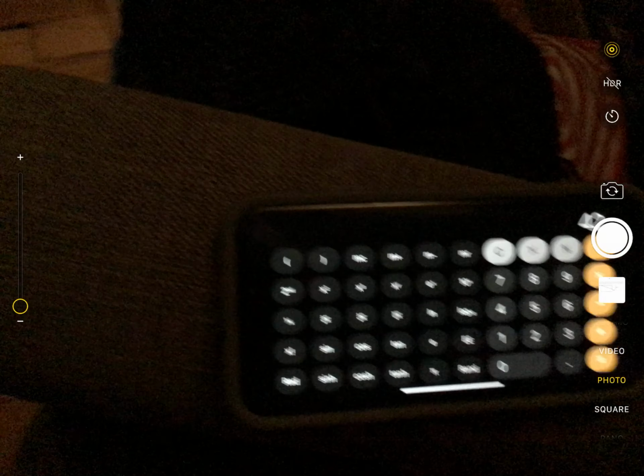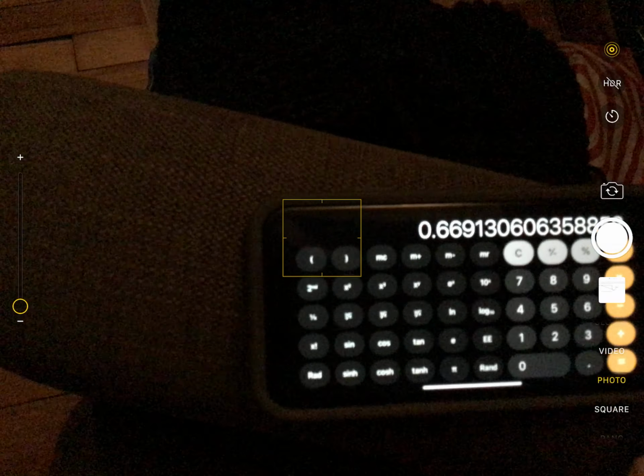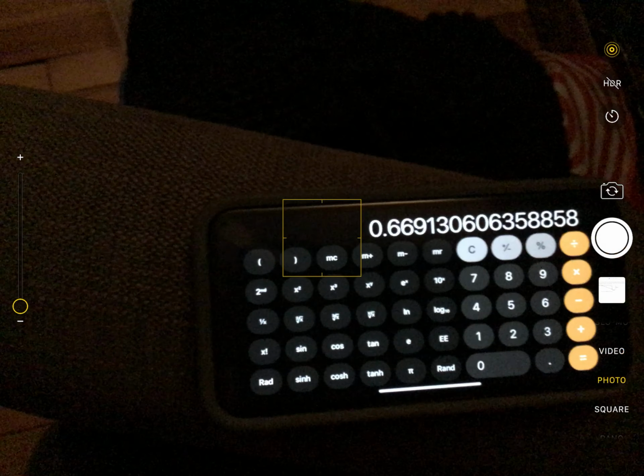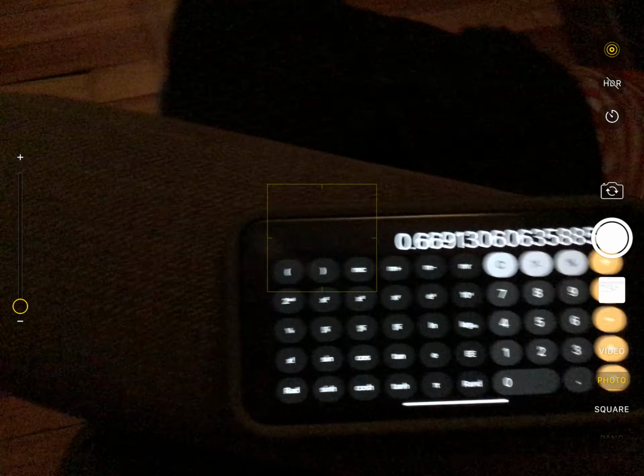So if I was typing in, what was it? I just typed in sine of 42. So on my backwards calculator here, I would type in 42 and then I would push sine. That's how I can get the right answer, 0.6691.